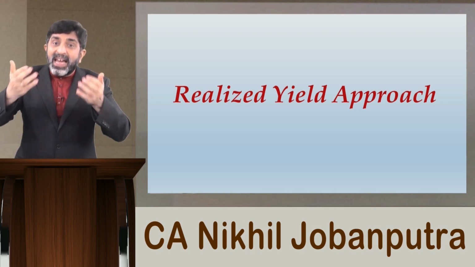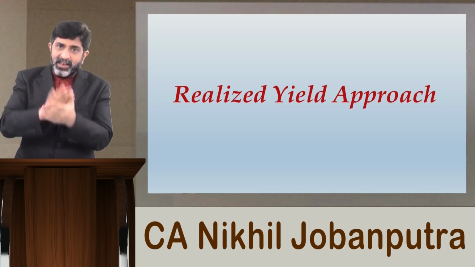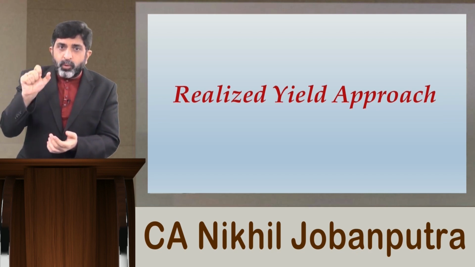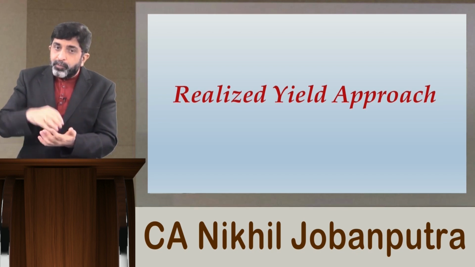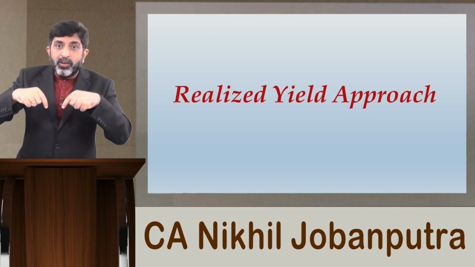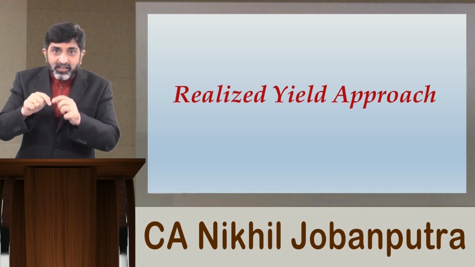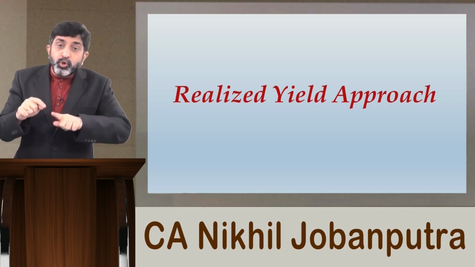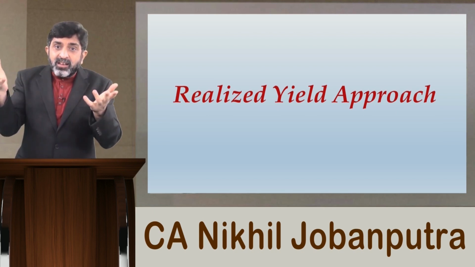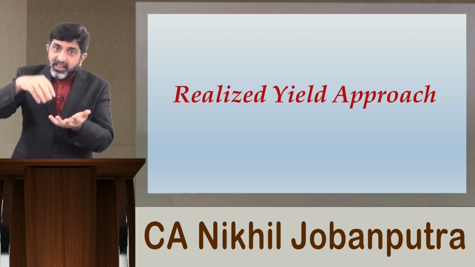How? Realized means what you have already realized. So the D1 and P1 that you find in the numerator, you take what is prevailing now, and the base price P0 should be the price of the previous year. So now there is nothing expected, everything is what is realized.